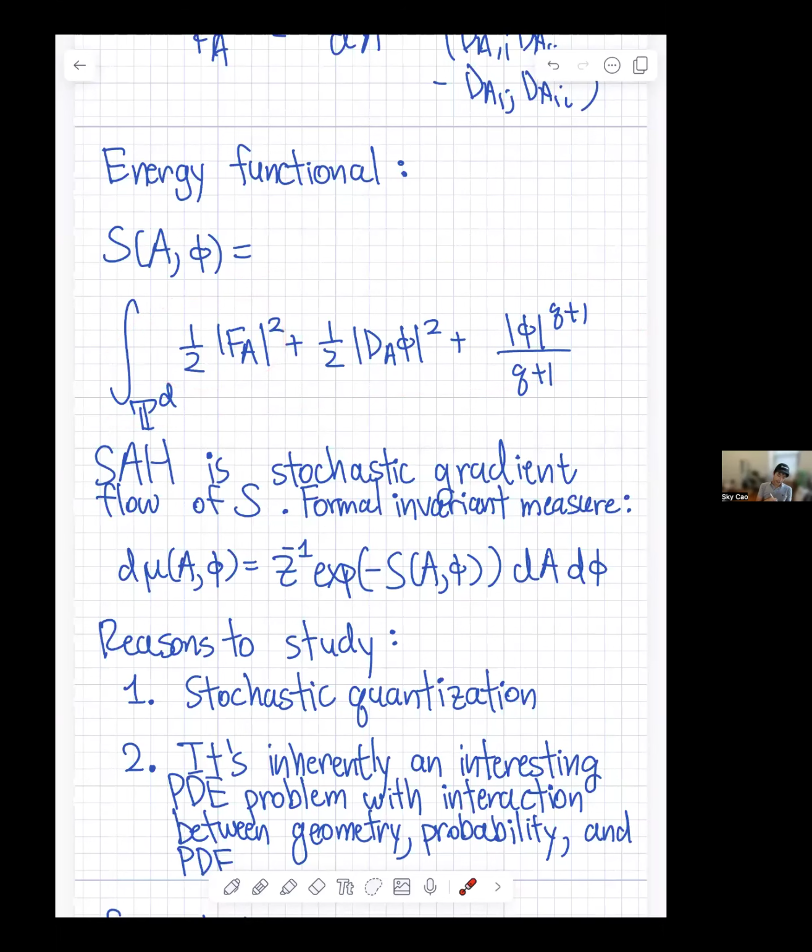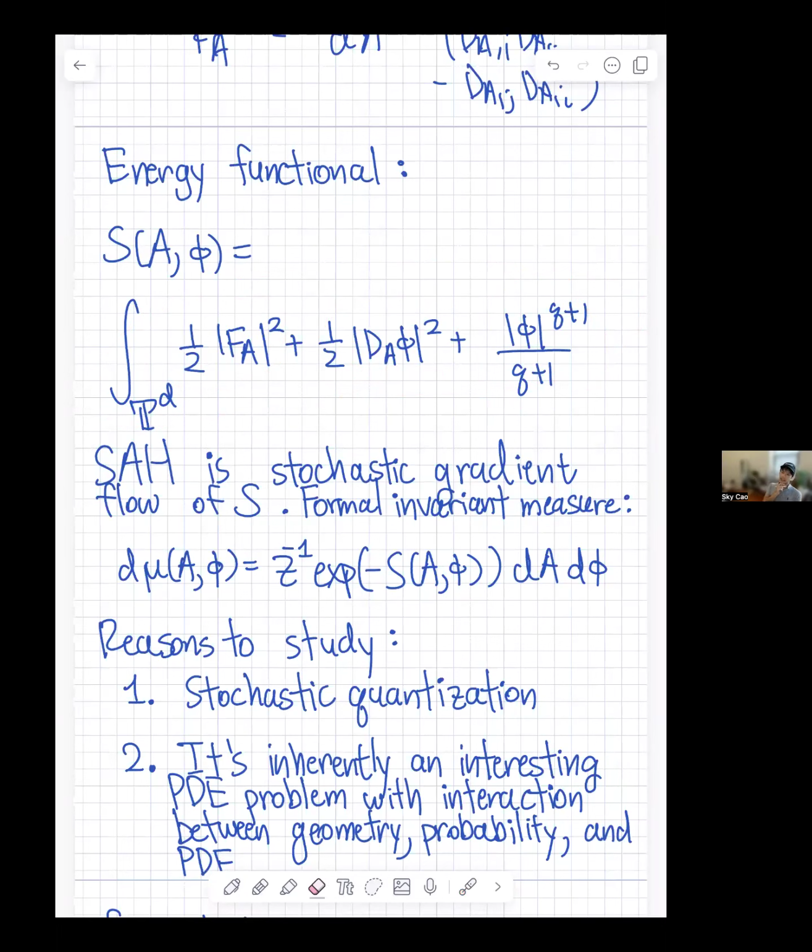And then this, in a sense, covariant H1 norm of the field phi. So it's basically the L2 norm squared of dA phi, the covariant derivative of phi. So you could think of it as an H1 norm in a sense. And then also this Q plus 1 norm, LQ plus 1 norm of the field phi. And so that's the energy functional.